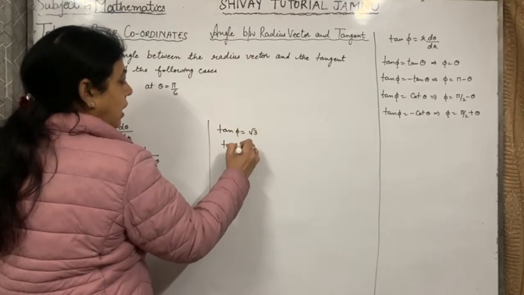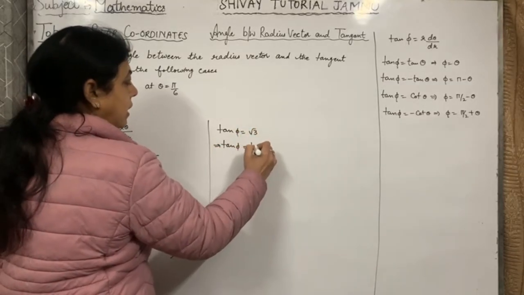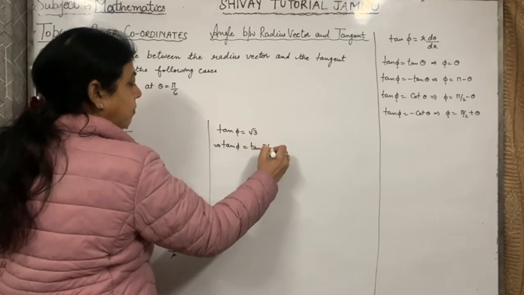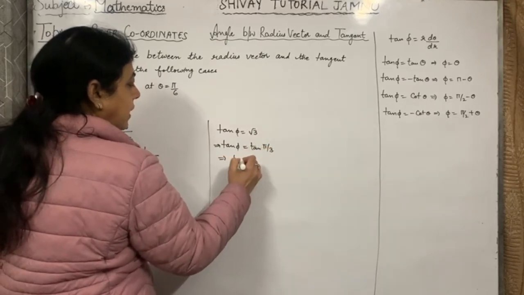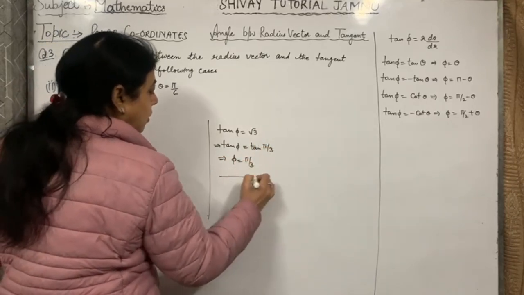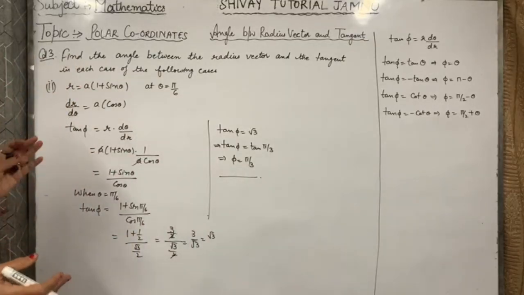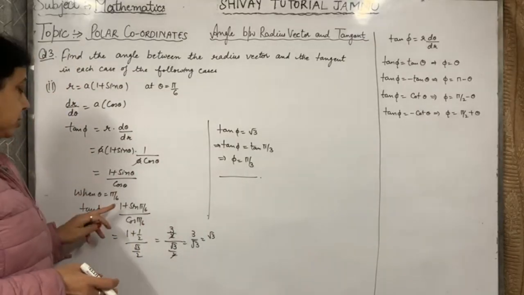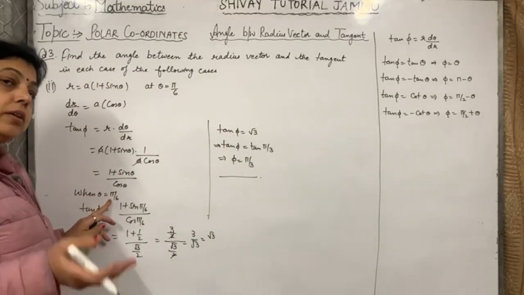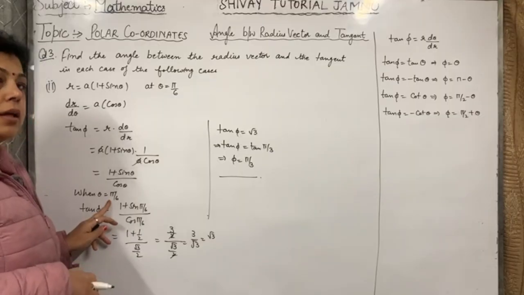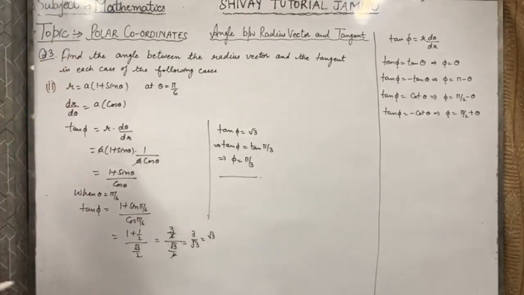And root 3 on the tan table will be tan pi by 3. This implies phi is pi by 3. Clear? The previous question, first part, you can also solve by this method. Firstly, we'll substitute the value of theta, then you can find the value of phi.